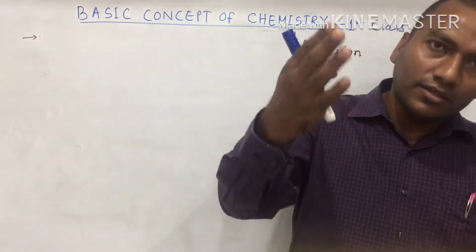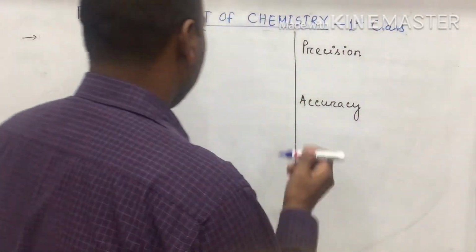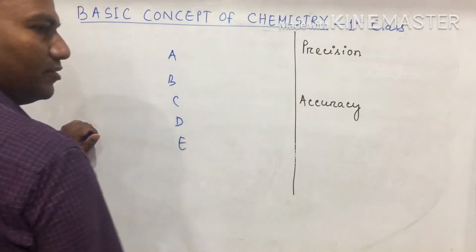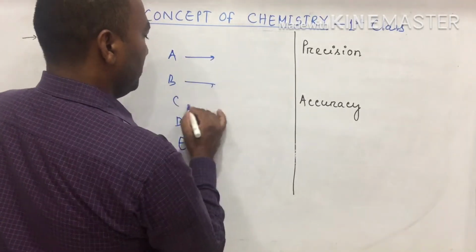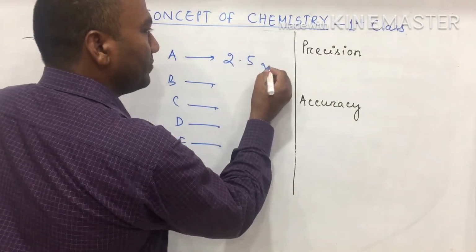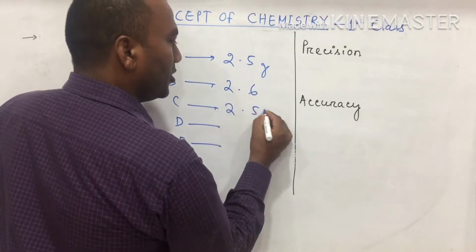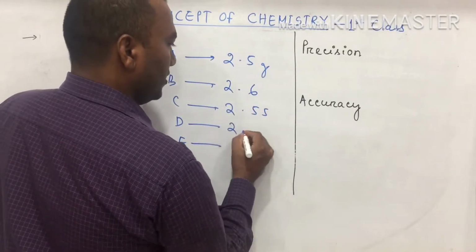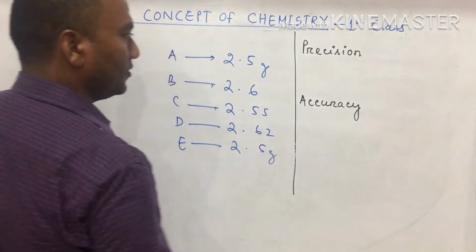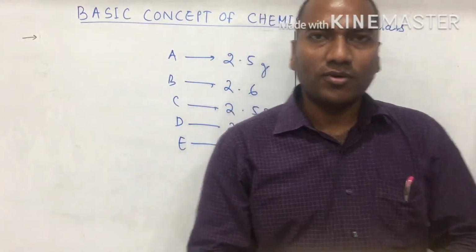They will take the weight of the given sample. So like this, student A, student B, student C, student D. Suppose student A measures 2.5 gram, student B measures 2.6, C measures 2.55 gram, D measures 2.62 gram, E measures 2.5 gram. Then the question is, what is its precision?